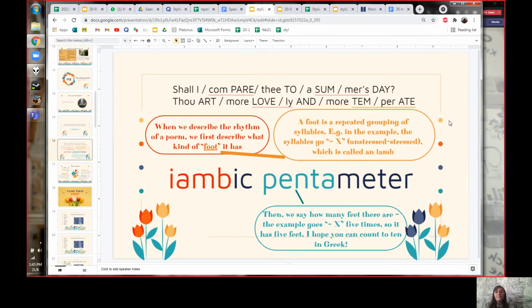So we were talking about iambic before, but iambic poetry is not the only kind of poetry. There's lots of other different kinds of feet you can use, and they completely change the tone and the atmosphere of the poem. So let me show you some different feet.